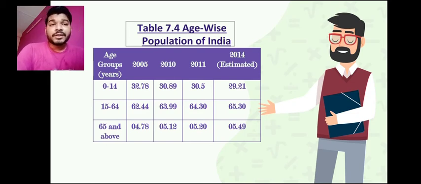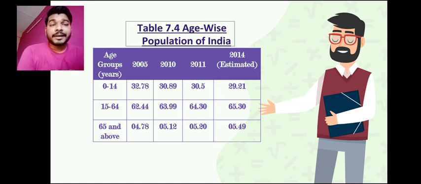Slowly it increased in 2010 to 5.12. Again the next year, 2011, it increased to 5.20, and lastly in 2014 we find it is 5.49. So by comparing 2005 to 2014, we can see that it has increased from 4.78 percent to 5.49 percent. The number of senior citizens has increased because of a lower death rate, and a lower death rate means more old age people in our country.